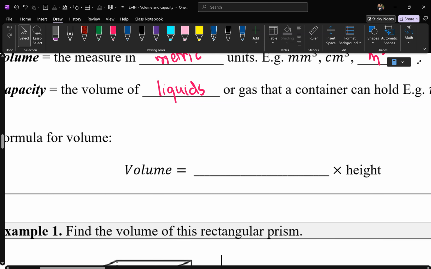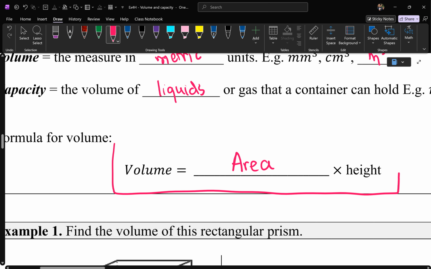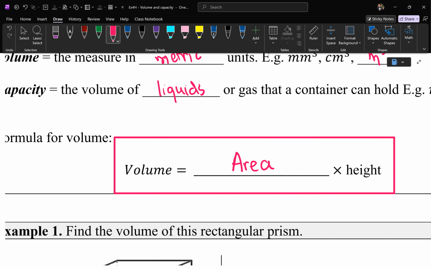H&I, there's only one formula you need to know. Copy this down. Volume is equal to area times height. Now this area, can you write underneath it? It's not just any area. It is what we call a cross-sectional area.